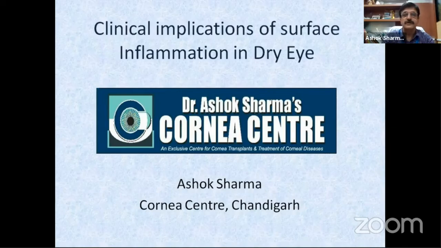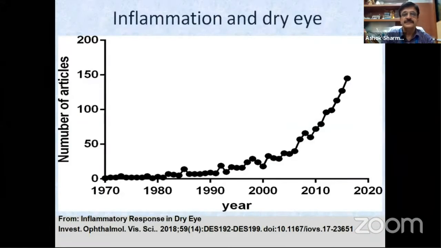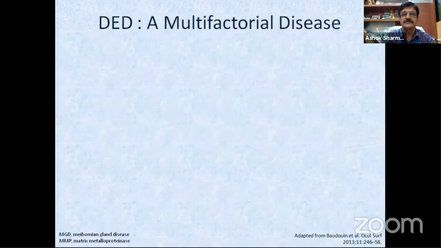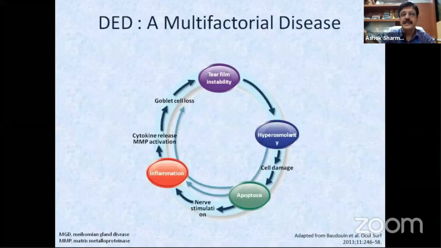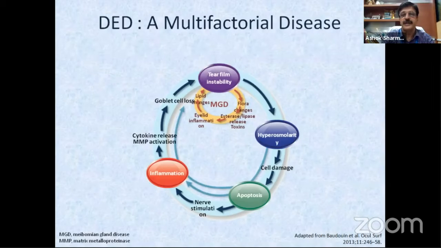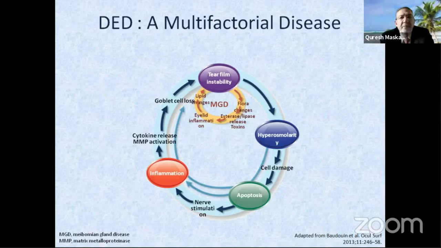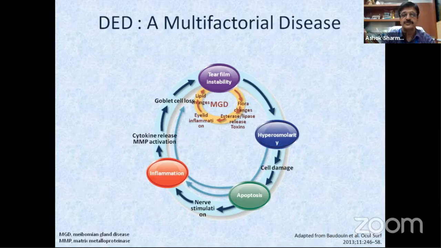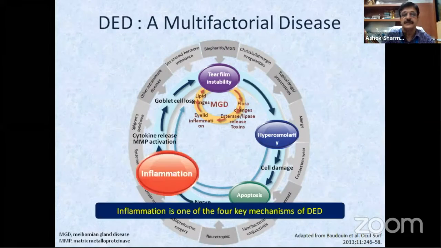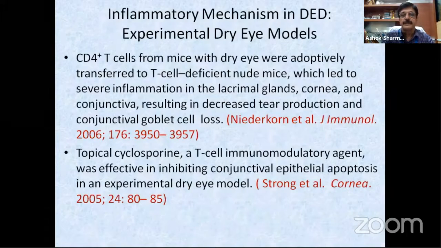So my talk is on ocular surface inflammation in dry eye. In recent years, there has been a lot of interest in this area, and that has resulted in a lot of publications during the last decade or so. Dry eye, as we know, is a multifactorial disease, and out of various etiological factors like tear film instability, hyperosmolarity, apoptosis, inflammation, it is basically the inflammation which is one of the major key factors.